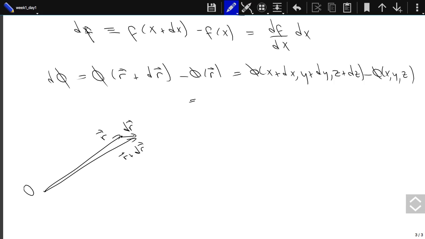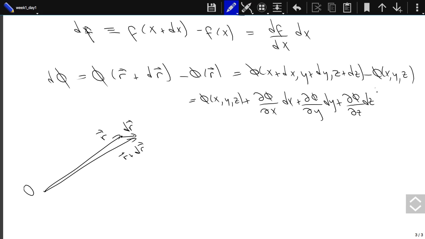I can just make the Taylor expansion of this first term, dx, dy, and dz. They are very small because I'm considering 2 points that are very close to each other. So this will be phi of x, y, and z plus the derivative of phi with respect to x times the change in x plus the derivative of phi with respect to y times the change in y plus the derivative with respect to z times the change in z minus the value at x, y, and z.